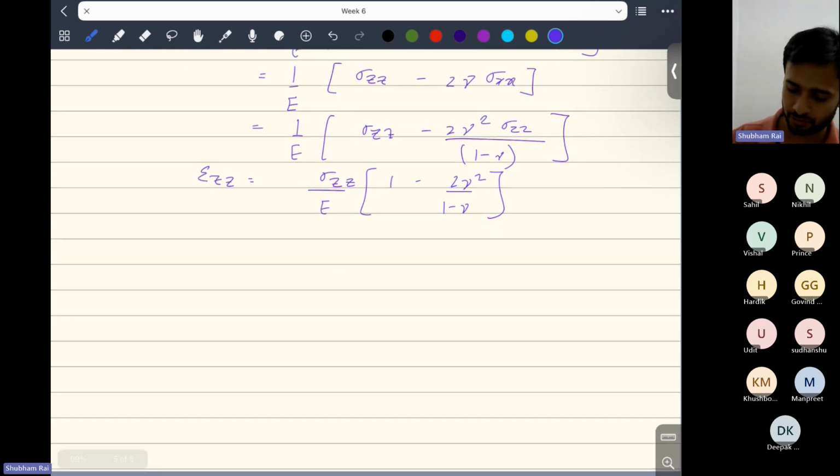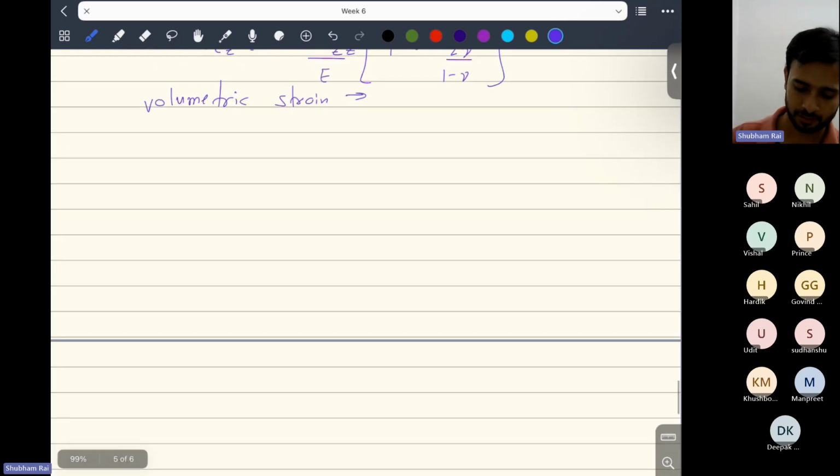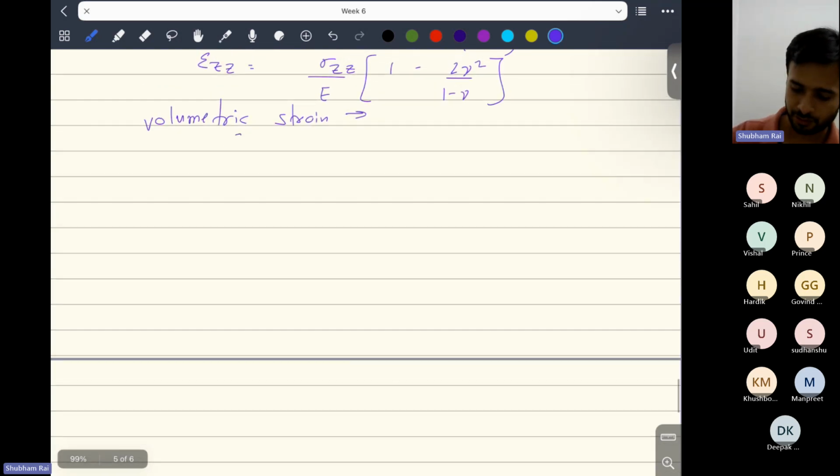Now we can find volumetric strain. So if you try to find your volumetric strain now, that will be nothing but epsilon v, and that is trace of strain tensor, and that is given by epsilon xx plus epsilon yy plus epsilon zz.